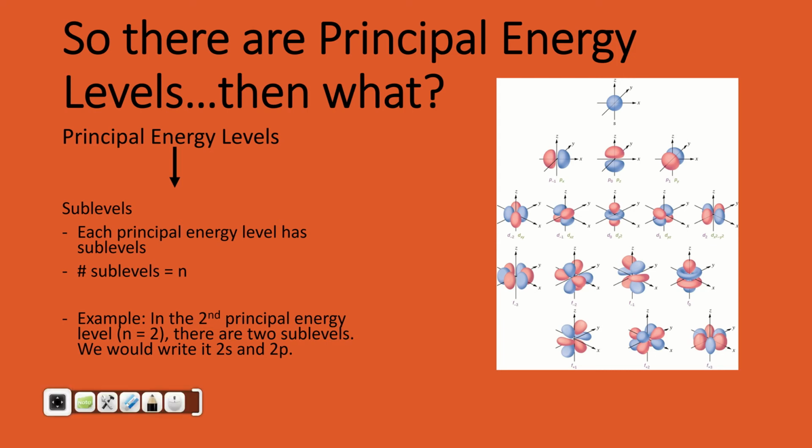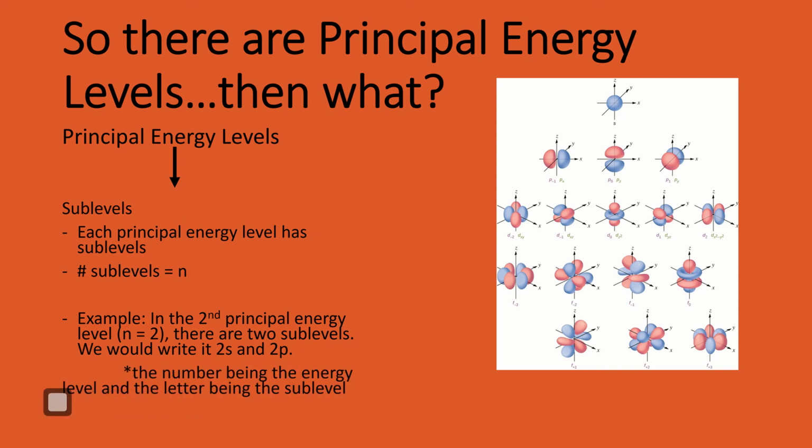I'm going to show more of the letters on the next slide. Let me see real fast here. Yep. Again, the number is the energy level and the letter is the sublevel. We name the different sublevels with a letter. The diagram over here is showing you all the different types of sublevels that exist.